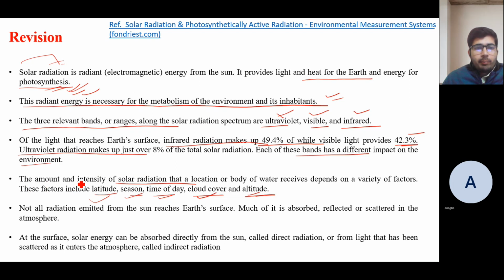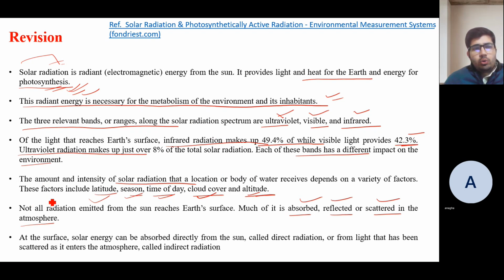Not all radiation emitted from the sun reaches Earth's surface. Much of it is absorbed, reflected, and scattered in the atmosphere. The sun is radiating a lot of energy, but not all of it comes to the Earth's surface because there are various layers of atmosphere also. So most of it is absorbed, reflected, and scattered. We will see that in our upcoming slides.